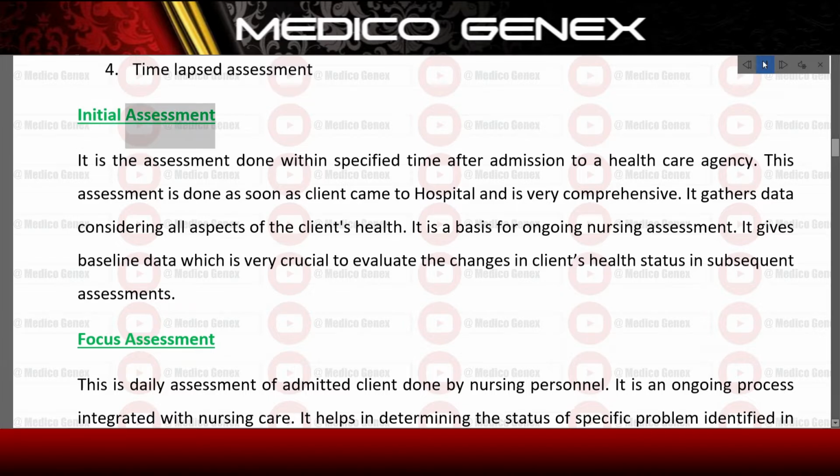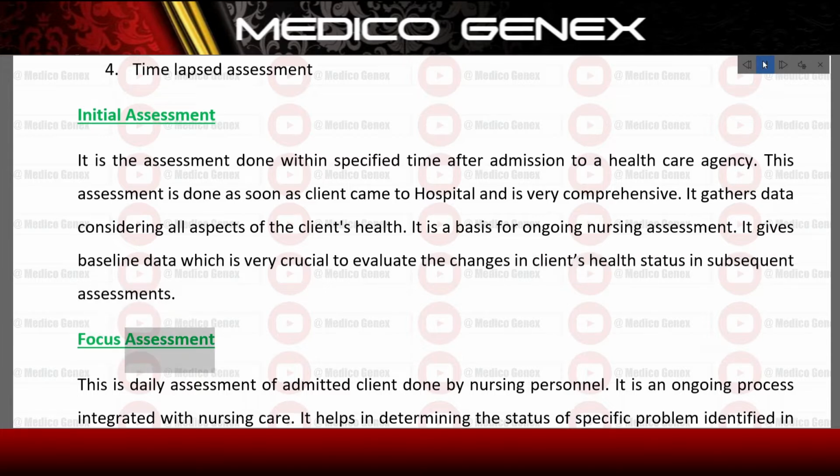Initial assessment. It is the assessment done within a specified time after admission to a healthcare agency. This assessment is done as soon as the client comes to hospital and is very comprehensive. It gathers data considering all aspects of the client's health. It is a basis for ongoing nursing assessment. It gives baseline data which is very crucial to evaluate the changes in client's health status in subsequent assessments.